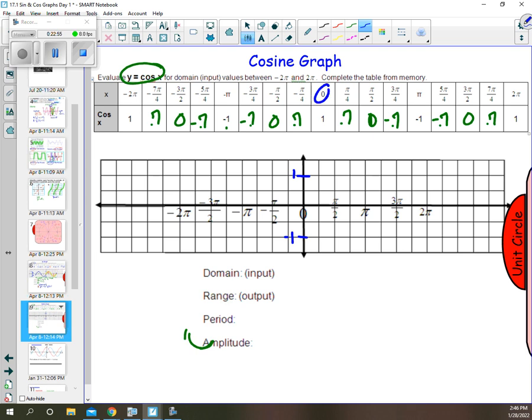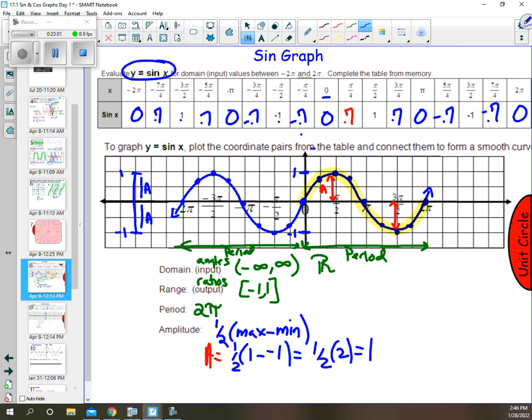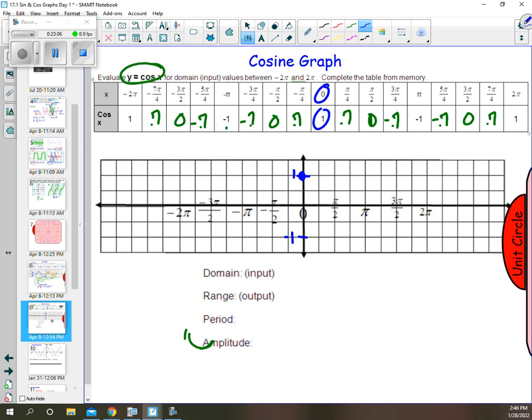So for this one, at 0, cosine is actually at its maximum, where if you look back at the graph for sine, sine at 0 was 0. It starts in the middle. Cosine starts at a max. So we start at our maximum, and we got a 0.7, then a 0, negative 0.7, then we're down at our minimum at pi, -1. And then negative 0.7, back to 0, 0.7, and then we're up at 1.